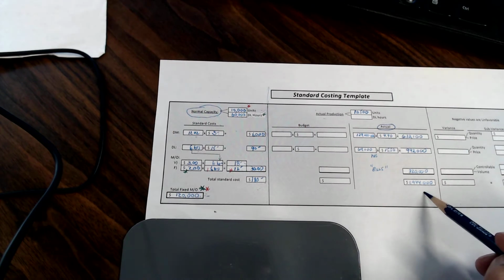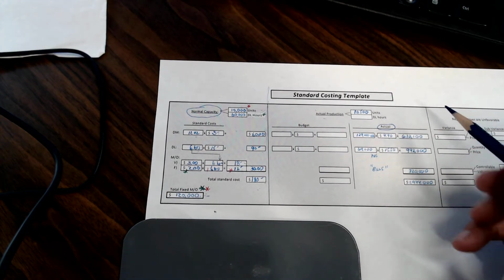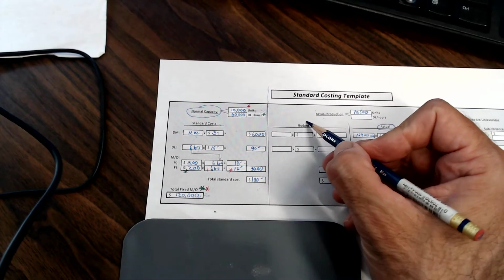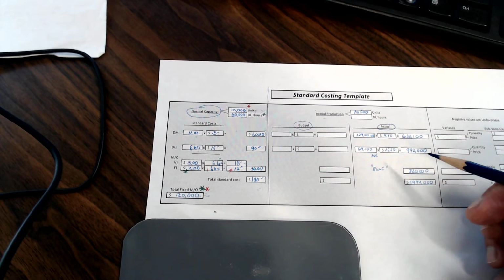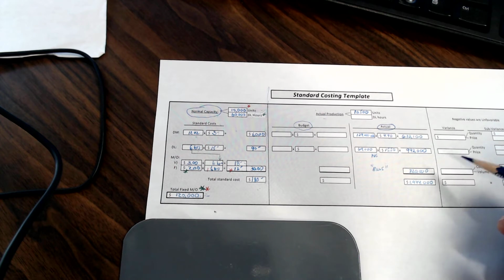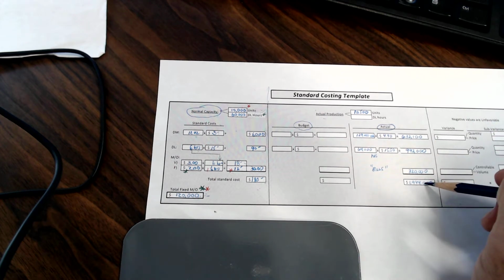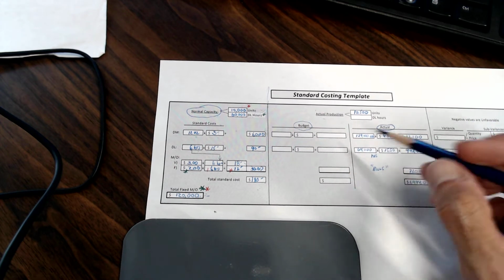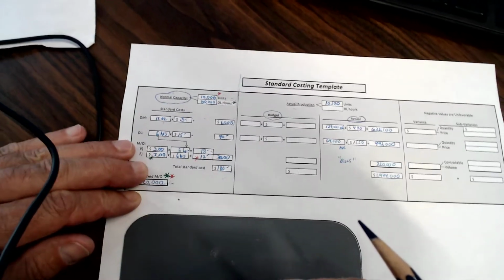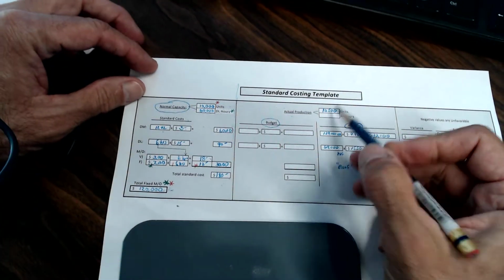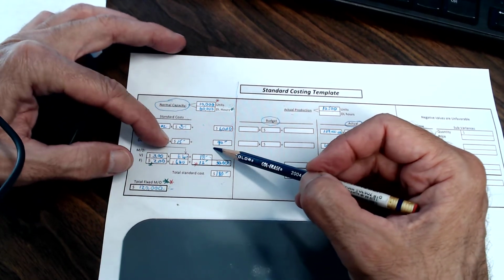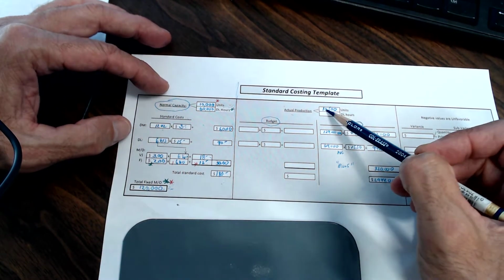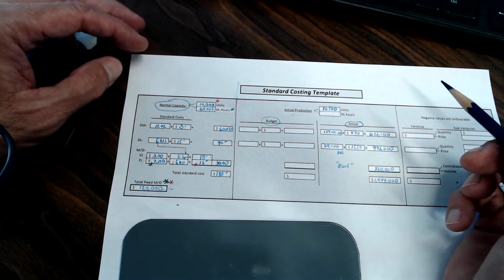How'd we do? Well, we need to know what it should have cost. Here's the budget. This is what it did cost, but what should it have cost to make those 10,500 units? Well, we can determine that, because this is what it should have cost to make one. So based on this, I can determine what it should have cost to make 10,500.